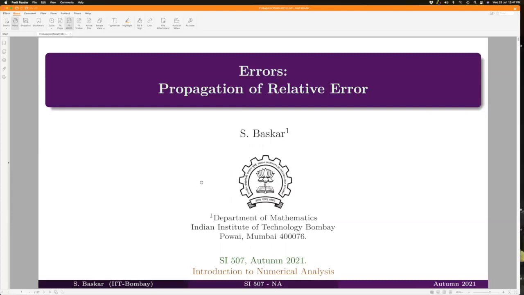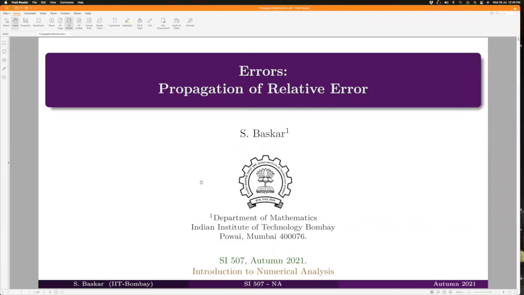Well, students, in the last class we studied significant digits and understood what is meant by loss of significance. We also saw the danger of losing significant digits in our computation. In this lecture, we will study propagation of relative errors.